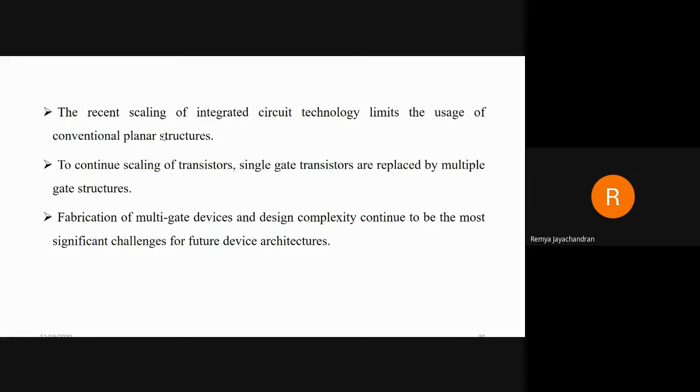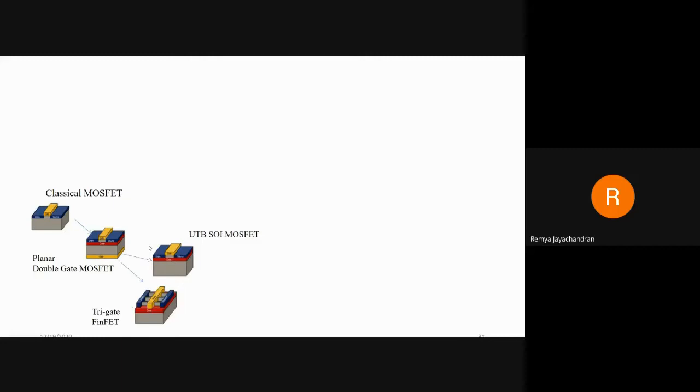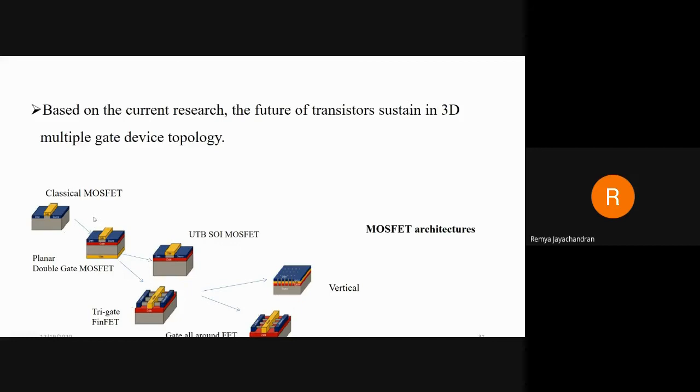So this is the conventional planar transistor, the classical MOSFET. And then we developed the planar double gate MOSFET for better gate control over the channel. Then the ultra thin body SOI MOSFET, that is silicon on insulator MOSFET. And then the tri-gate and the FinFET. Then the gate all around FET, where the gate wraps around the channel, in the lateral, that is horizontal form, and the vertical form, that is the nanowires. Based on current research, the future of the transistor is seen in 3D multiple gate device topology, and Intel has developed new 7 nanometer technology processors using FinFET technology.